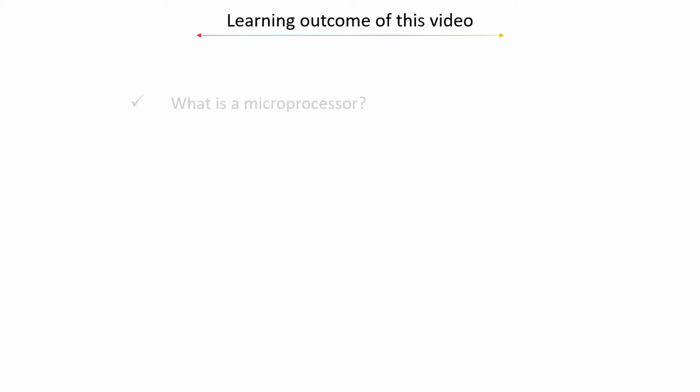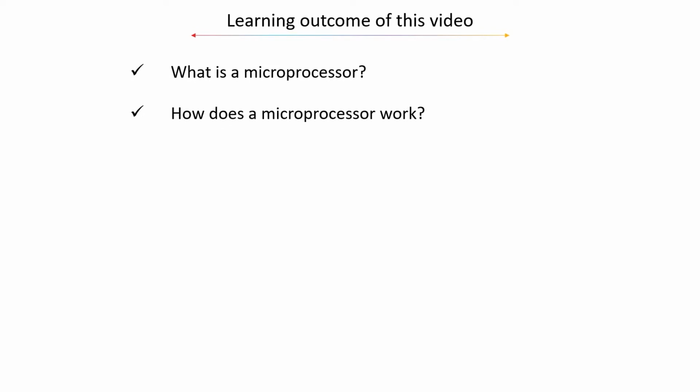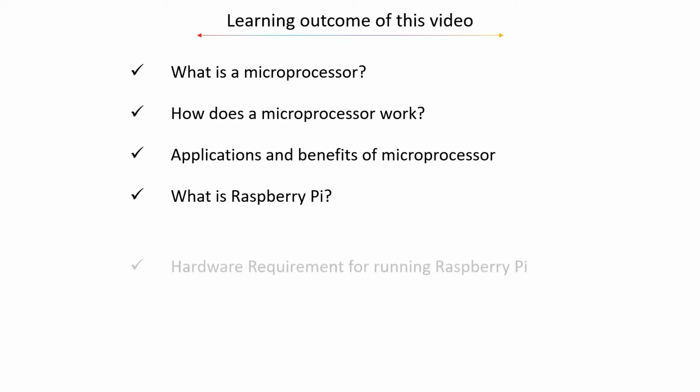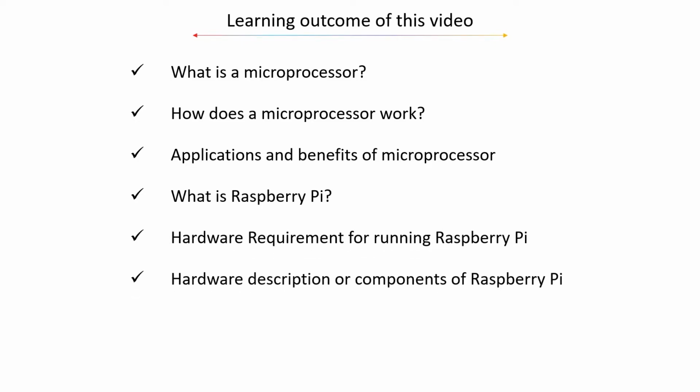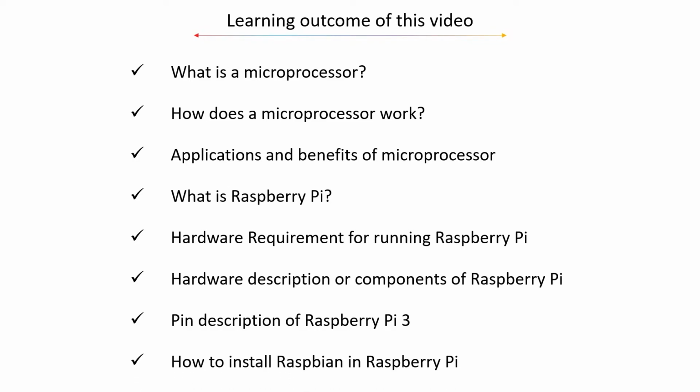Let us first find out the learning outcome of this video. That is, in this video, you will learn about what is a microprocessor, how does a microprocessor work, applications and benefits of microprocessor, what is Raspberry Pi, hardware requirement for running Raspberry Pi, hardware description or components of Raspberry Pi, pin description of Raspberry Pi 3, how to install Raspbian in Raspberry Pi.